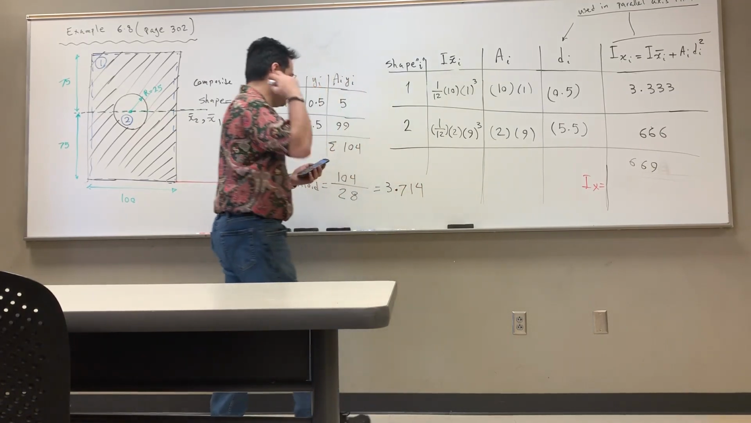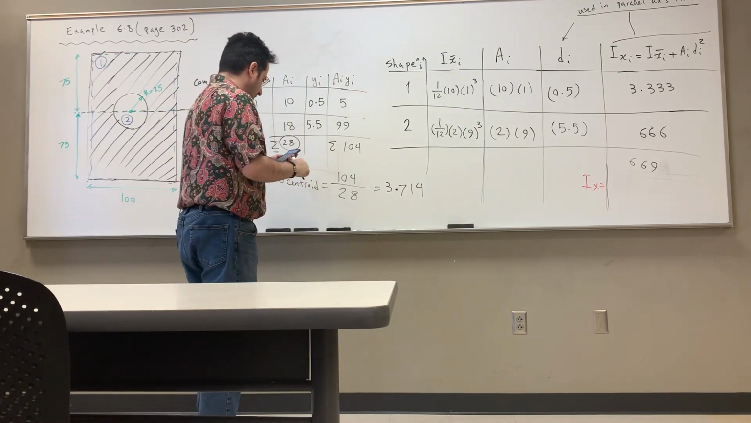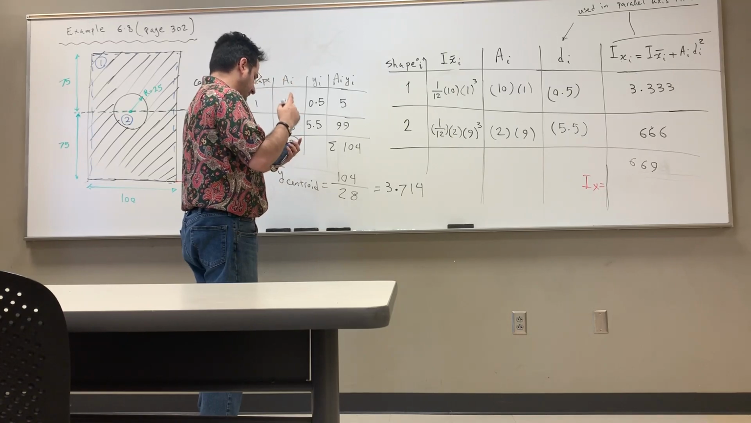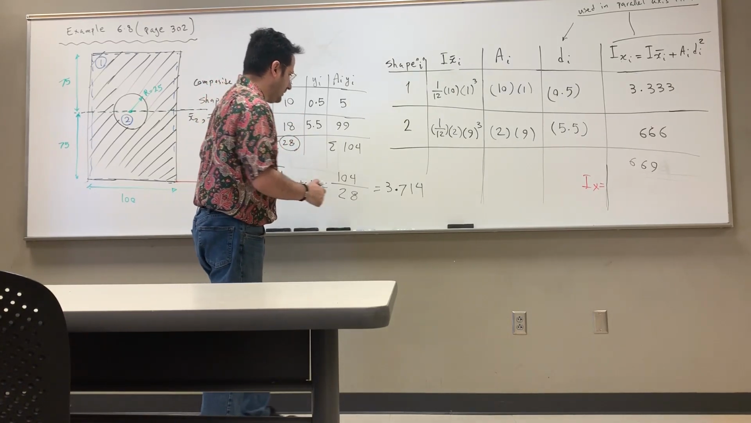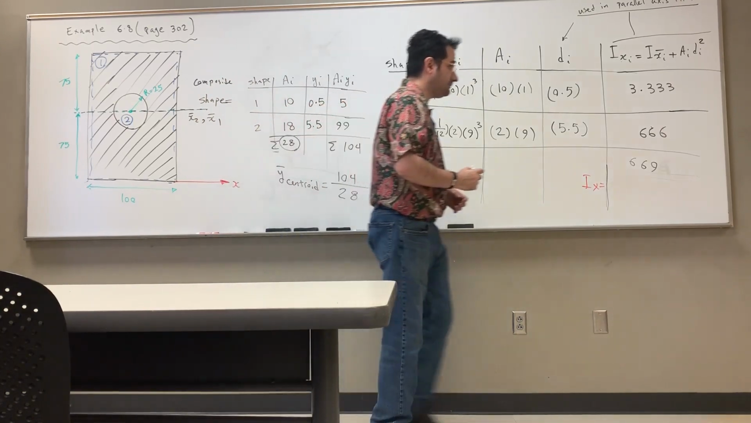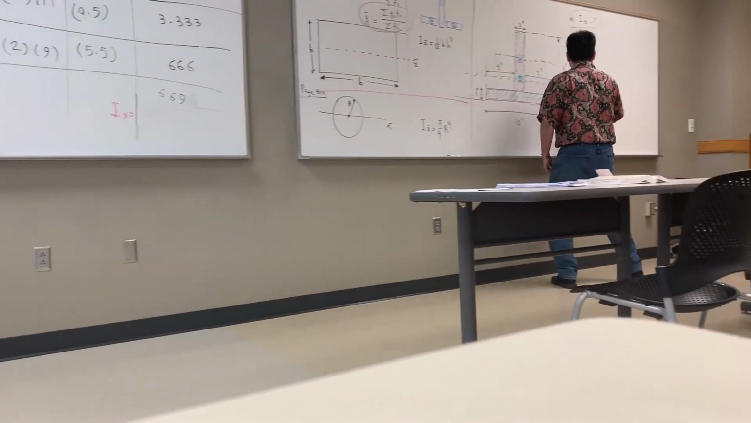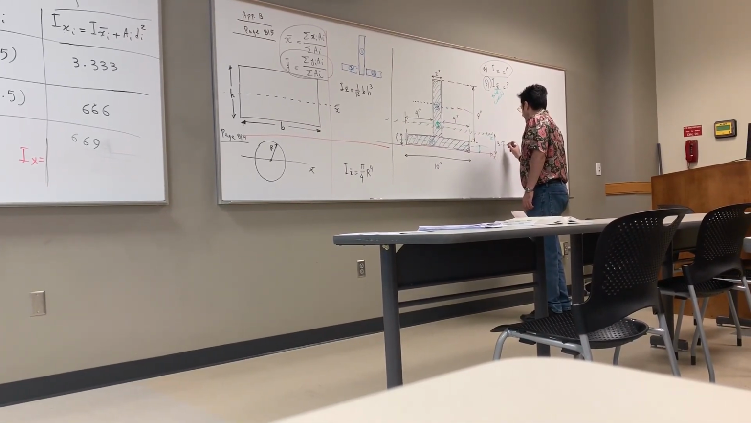Keep 4 significant digits. So when we do all the computation, we end up with 3 actual accurate digits. So 3.714. Right? So from here to here is 3.71.